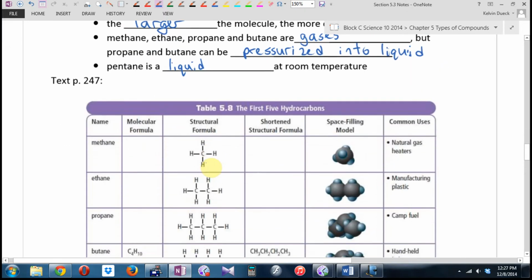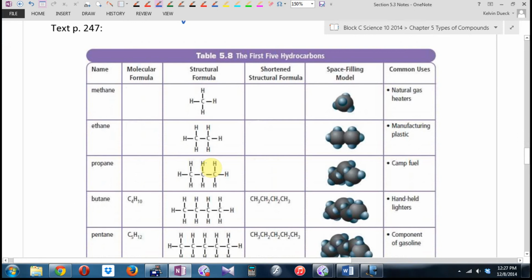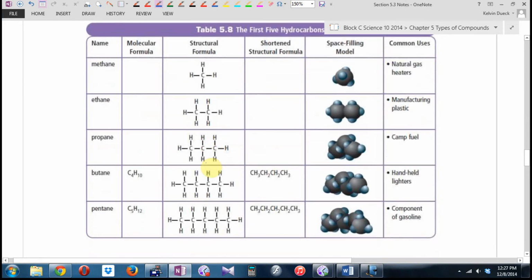So here's a chart. Let's see if we can fill in the blanks. I stole this from your text, but I don't think we need to go to our text. I think we can figure it out. So, if I gave you this, what would the molecular formula be for methane? CH4. Let's move down. Let's fill in this column.